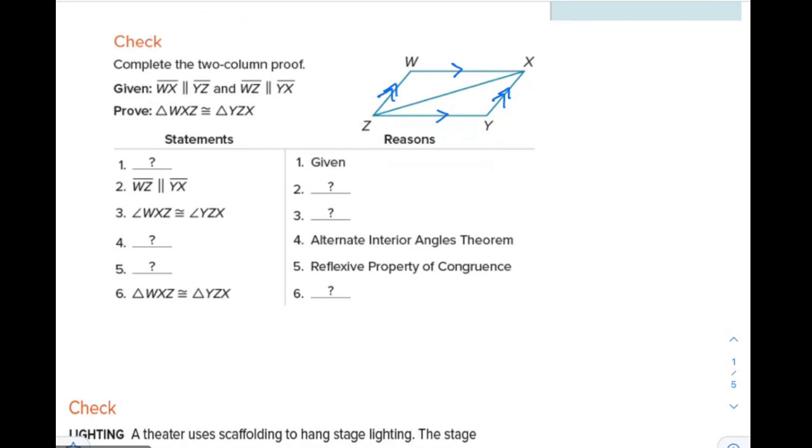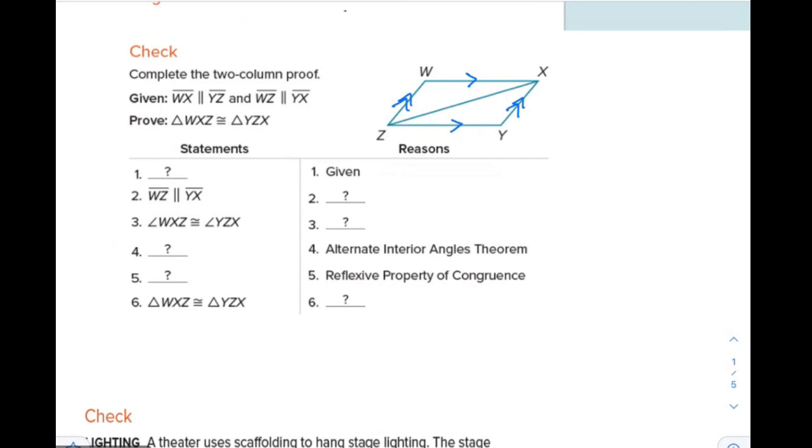So let's fill in the blanks here. What is given here? The first statement will be given and we get used to copy the given information. So the first one is WX is parallel to YZ. We just copy them. Second statement is also given. So we will write the reason is given.